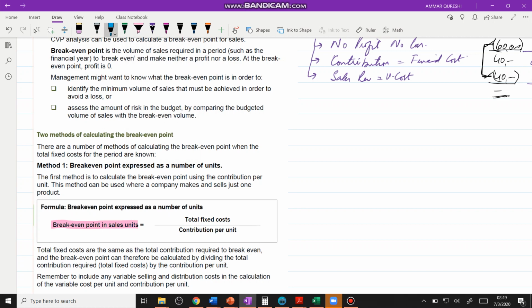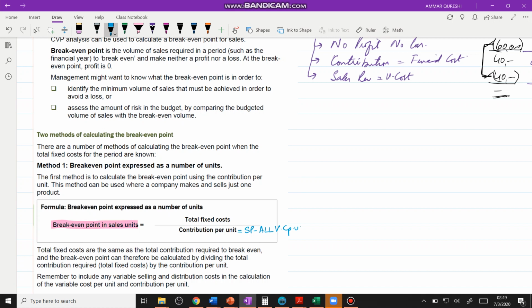Now, when I'm saying total fixed cost, I mean fixed production, admin, selling, marketing, all types of fixed cost, divided by contribution margin per unit. Contribution per unit is simply selling price minus all variable cost per unit, right? So this is basically how we will calculate this.